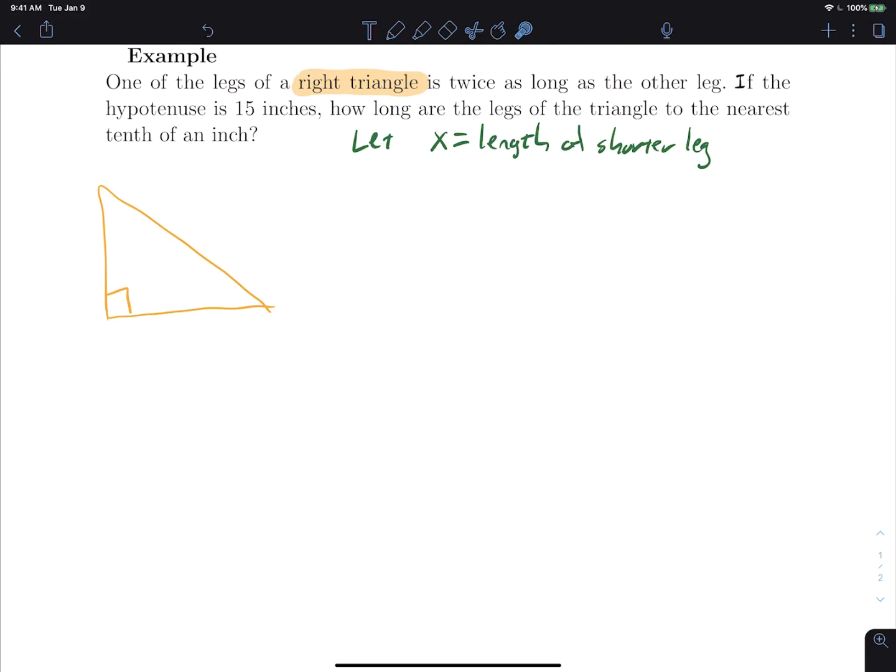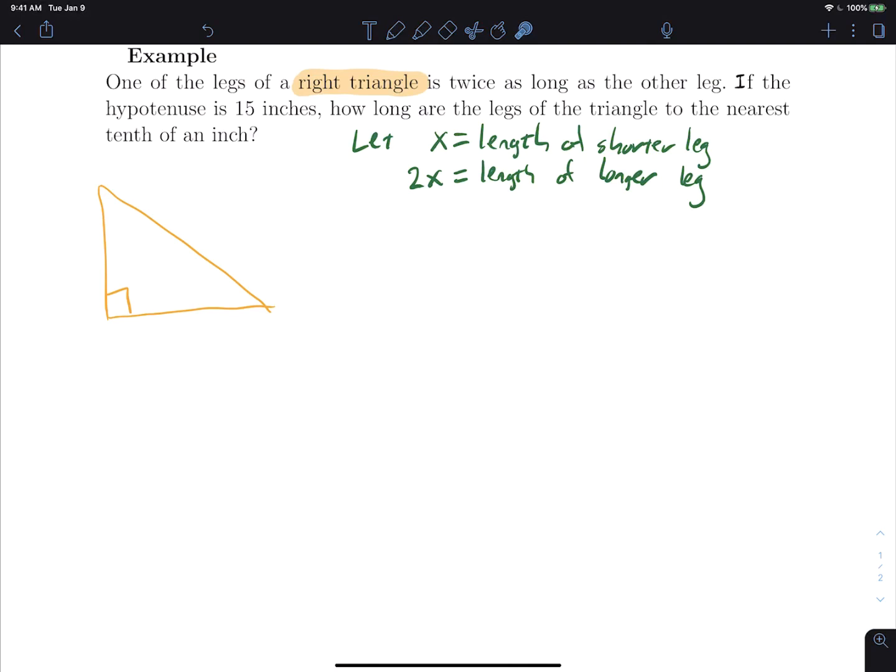Now, here's the reason why the length of the shorter leg is easier. Because if we see this, the longer leg is twice as long as the other leg. That means that doubling our variable, in other words, 2x, that's going to give us the length of the longer leg. Notice if we had defined our variable as the length of the longer leg, the length of the shorter leg would be 1/2 x, because if the longer leg is twice as long, then the shorter leg is half as long.